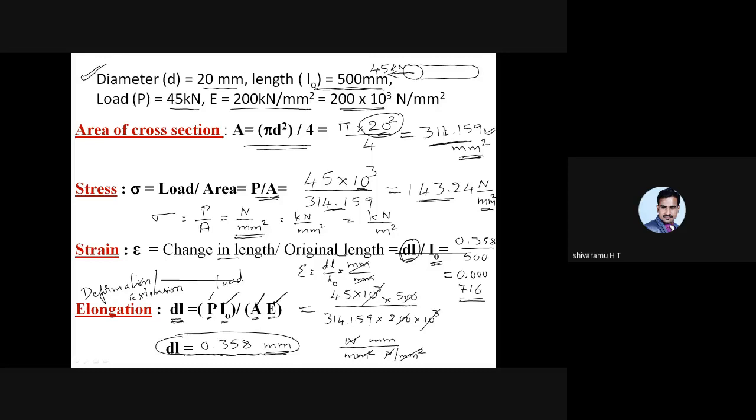If you substitute all these values, you will get the deformation or elongation equal to 0.358. Now you can compute the strain, which is equal to the change in length, 0.358, divided by the original length, 500. So you'll get 0.00716.